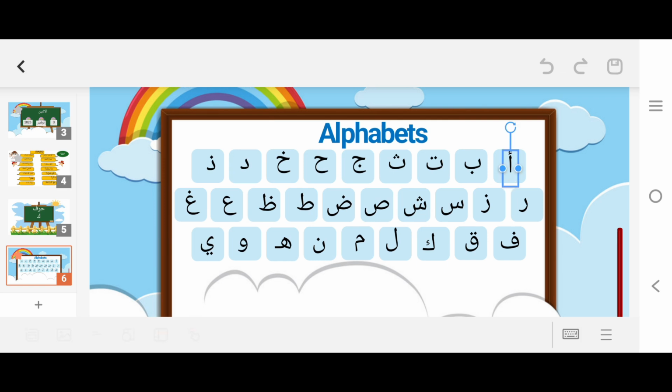The first one is Alif. The second one is Ba. The third one is Ta. And the next one is Tha.